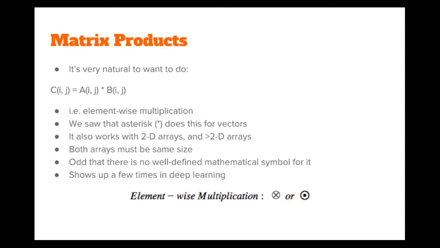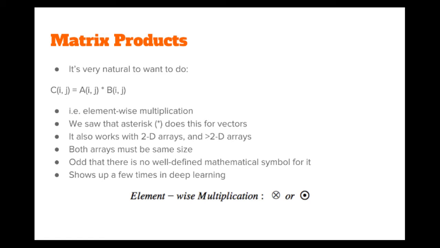A very natural thing to want to do, both in math and in computing, is element by element multiplication. For vectors, we already saw that an asterisk operation does this. As you can imagine, for 2D arrays, the asterisk also does element-wise multiplication. That means when you use the asterisk on multi-dimensional arrays, both of them have to be the exact same size. This might strike you as a bit odd, because in other languages, the asterisk actually does mean real matrix multiplication. So you just have to remember that in Numpy, the asterisk means element by element multiplication, and the dot means matrix multiplication.